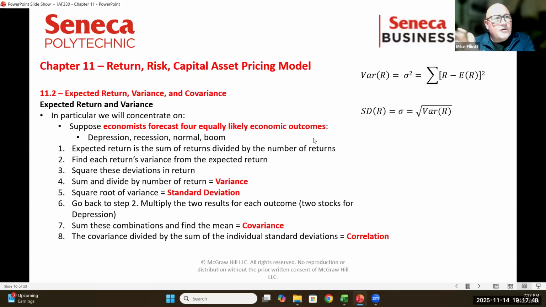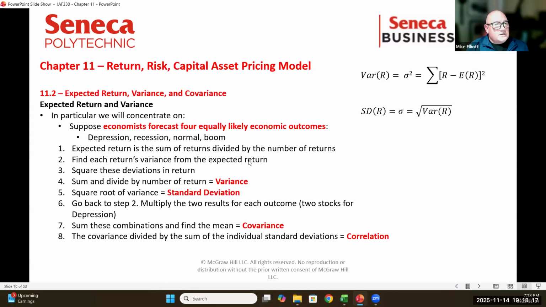So, expected return and variance. What we're going to try to do now is think about what we just did in the two videos we just saw. We need to find the expected return of the group of things that we have, or the stocks that we have. Then we have to figure out how each one of those stocks varies from that. And then we're going to go on to build variance and standard deviation and whatnot.